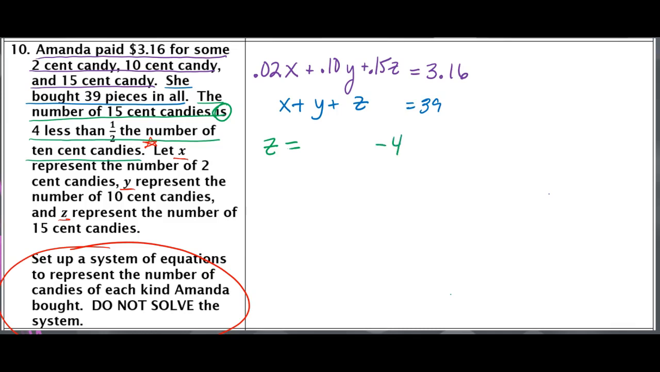And then it says half the number of 10-cent candies. And I know that 10-cent candies is represented by Y. So it's going to be half the number of 10-cent candies, and then it's 4 less than that, so -4 at the end. So all we have to do is just set up the three equations. We do not have to solve it.